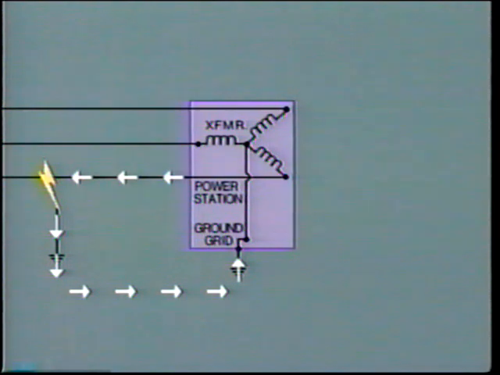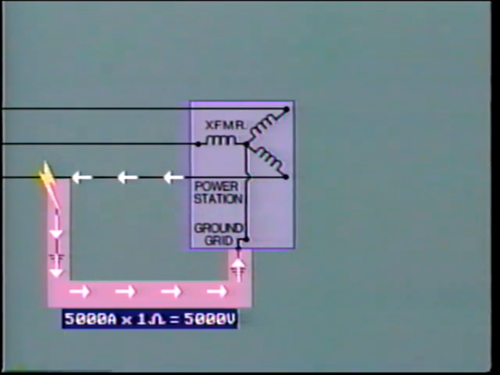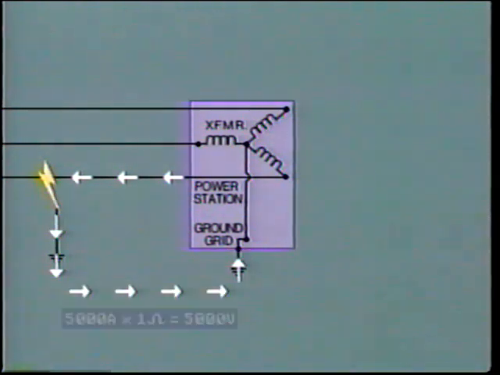We can safely say that the fault current is usually in the order of several thousand amps, perhaps even as high as 50,000 amps. Even though the fault path resistance may be quite low, this very high current flow will produce a significant voltage difference. For example, a fault current of 5,000 amps passing through a resistive path of 1 ohm would produce a voltage difference of 5,000 volts.